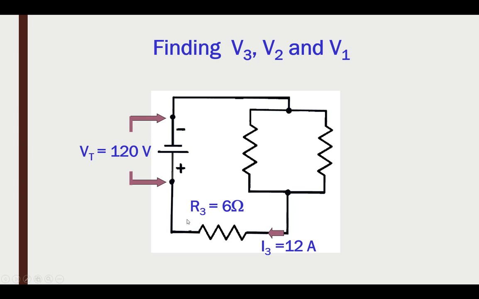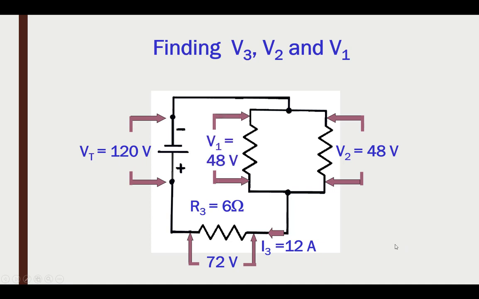Now, I know that this voltage that's across this parallel connection and this voltage has to equal 120. So I can figure out what this is by subtracting this 72 from 120. And that gives us 48 volts across this parallel connection. Because these are both in parallel, V1 and V2 are the same.